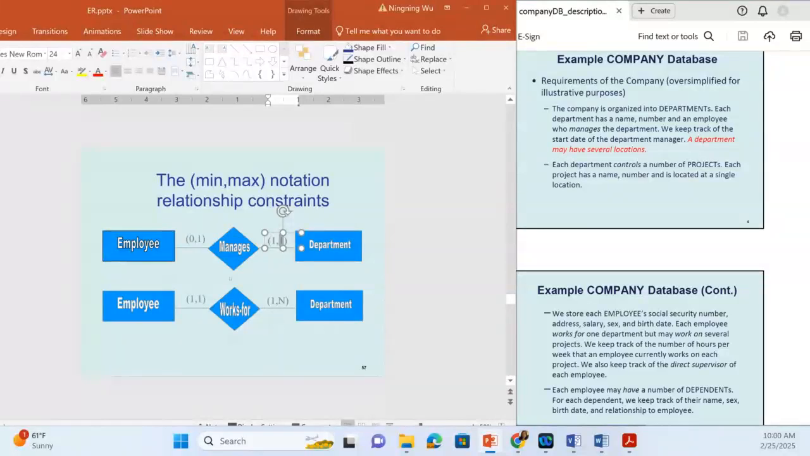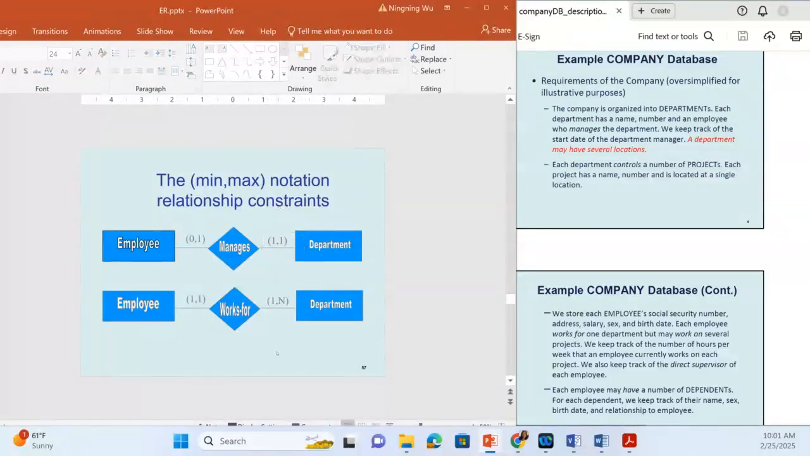Okay, so this kind of notation, the minimum maximum notation, if you are familiar with UML, may be similar. Unfortunately, the only difference is that I think the location of the minimum maximum pair is different from UML. I think UML notation will put this 0, 1 on the department side and put 1, 1 on the employee side. So that's why you have to be careful about what the meaning is here. You have to make sure you put it in the right position.